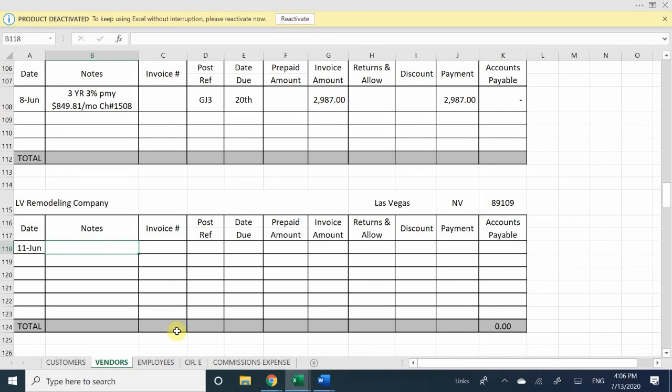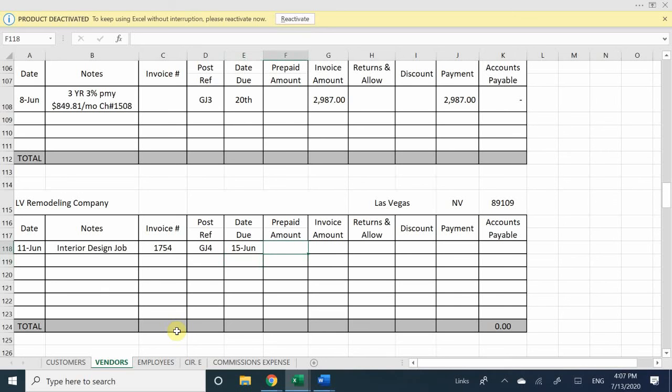You can write, this is for the interior design, because we did have them for another job. Okay, and invoice is going to be 1754. Post reference is going to be general journal number 4. We have a due date. It's going to be due in 4 days. So what is 4 days from now? The 15th.